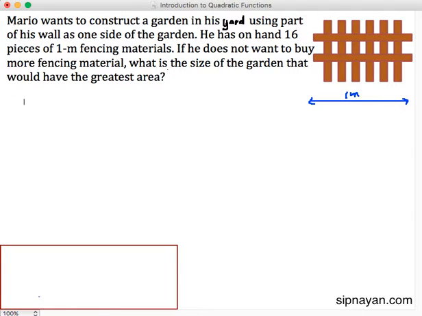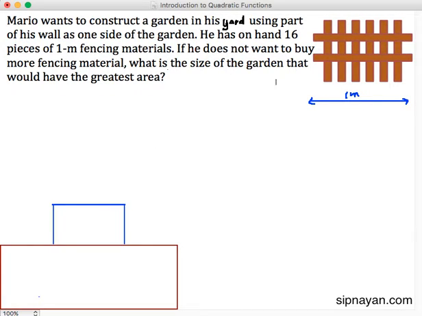Ang gagawin niya is maglalagay siya ng garden using his wall as one side of the garden. So, for example, this is the garden. Ito na yung mga fencing materials natin. O baka magtataka kayo sa drawing, nasa taas tayo, no? Nasa top view tayo, parang mapa. So, nasa taas ito yung bubong ng bahay niya, no? Okay, so this is our garden.